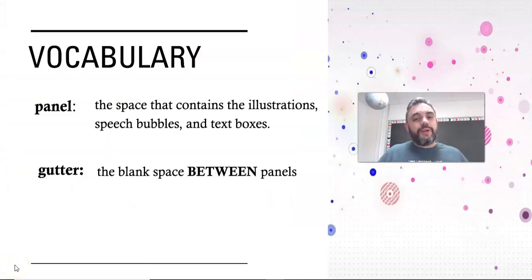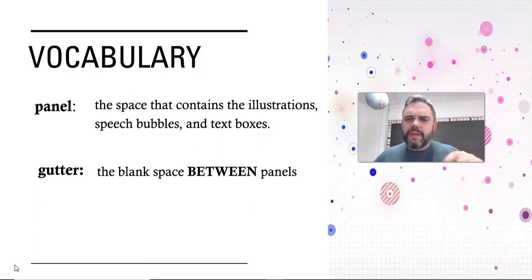The important vocabulary for today's lesson is the word panel and the word gutter. All right, first, we're going to be talking about panels. And a panel is the space that contains the illustrations, speech bubbles, and text boxes in a graphic novel or graphic text. Right? Now, a panel's best friend is the gutter, and the gutter is the space between panels, and it plays a specific role in understanding what's happening in our text as well. These two vocabulary words, very important.